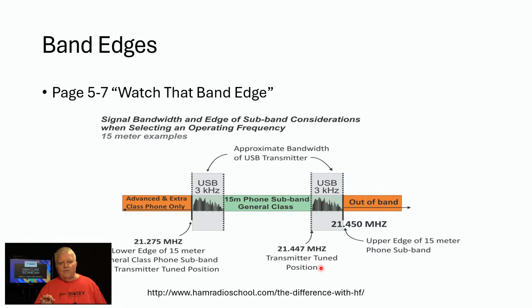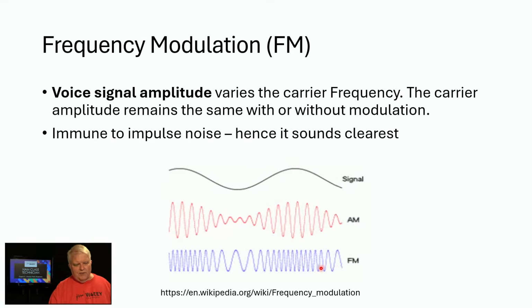It's not something you're going to have to really worry about so much until you get your general class license, but I want to introduce this concept as well. All right, so that's AM and single sideband, and we talked about CW or Morse code to start it out. Now let's talk about frequency modulation.